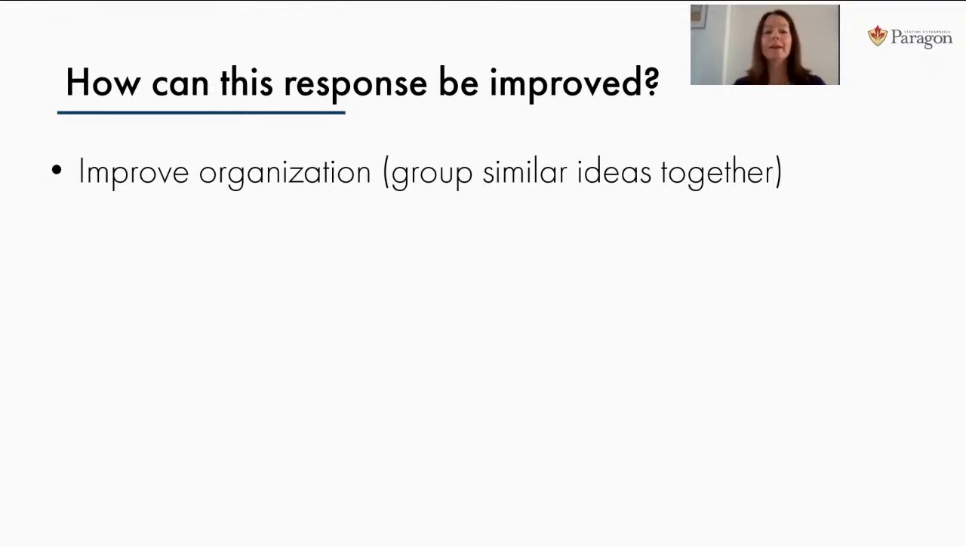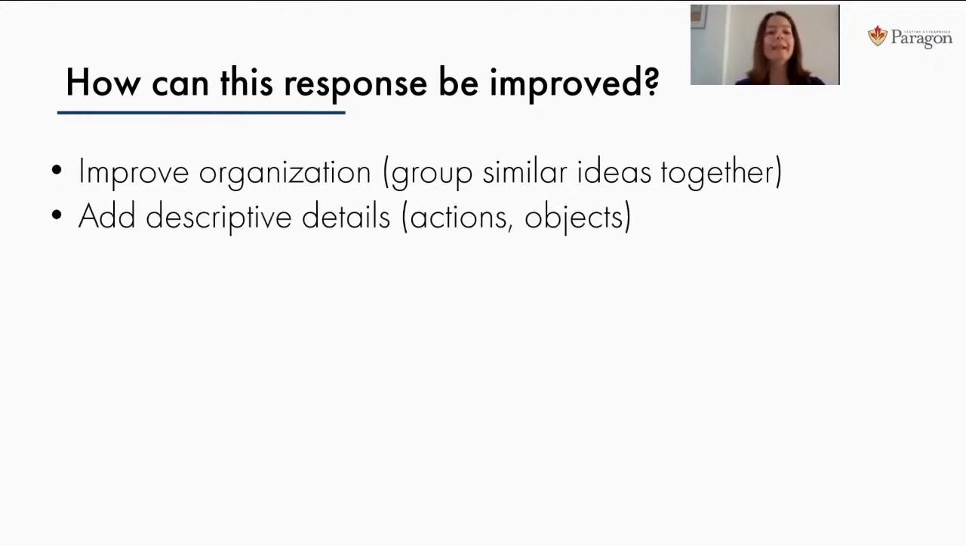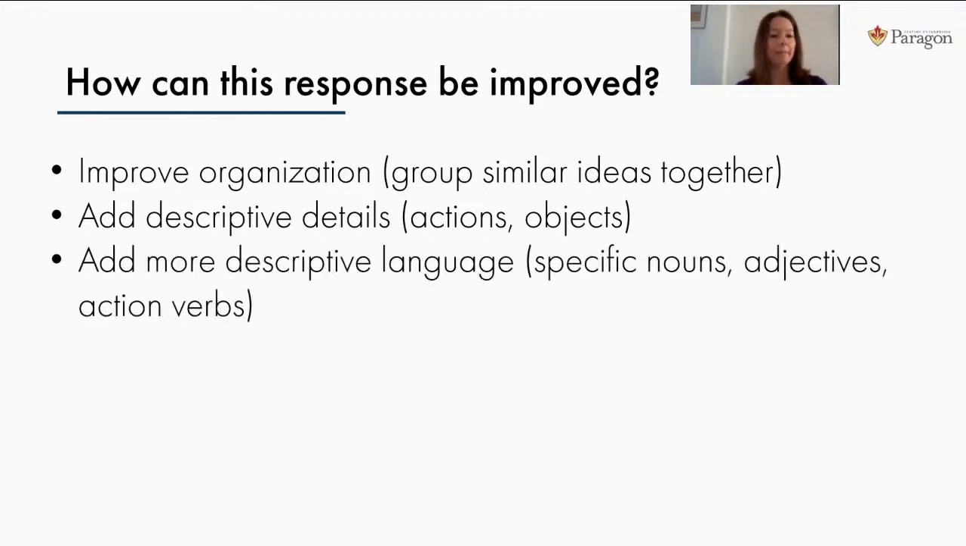So the very first thing I would do if I had the opportunity to redo this response would be to improve the coherence or the organization. So we would really want to group all of our similar ideas together. We definitely want more descriptive details, some more actions in particular. We might have room then to talk a bit more about some of the other objects, like the dog, for example. He wasn't even mentioned, and he's a good part to talk about.